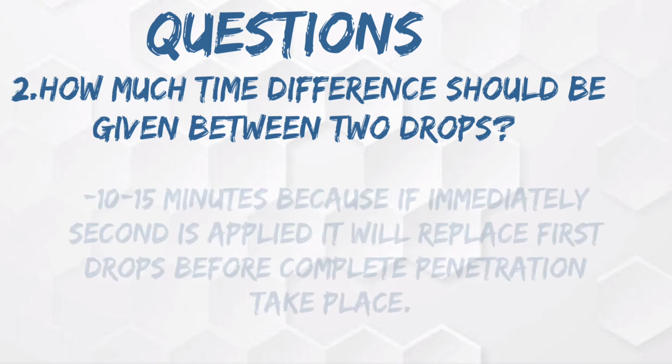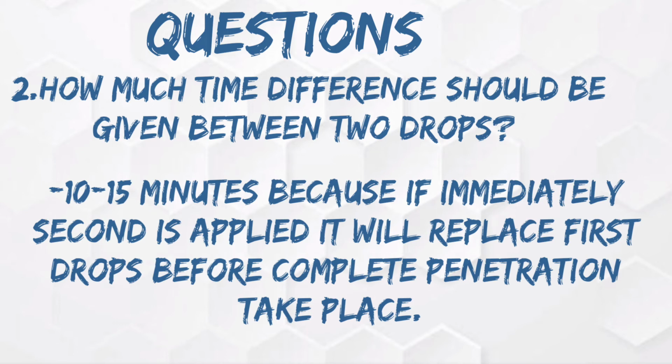The answer is 10 to 15 minutes should be given between the two drops because the conjunctival sac has a capacity of 7 to 13 microliters, whereas one drop of drug has 50 microliters. So if you apply the second drop immediately, it will wash out the first drop before complete penetration takes place.